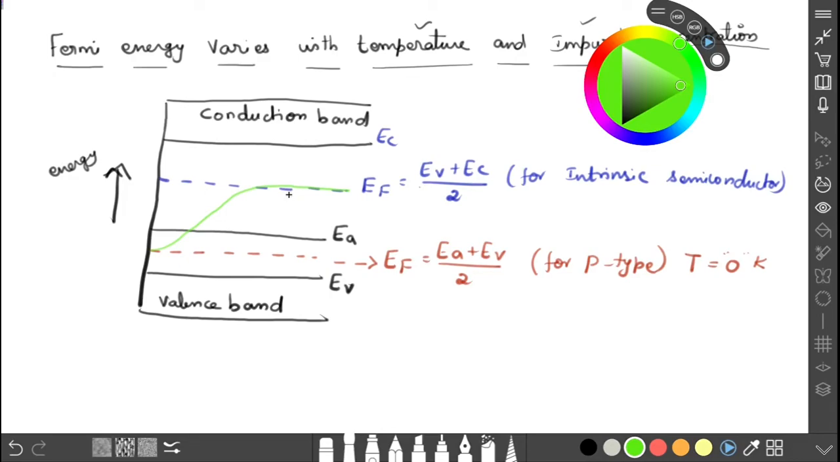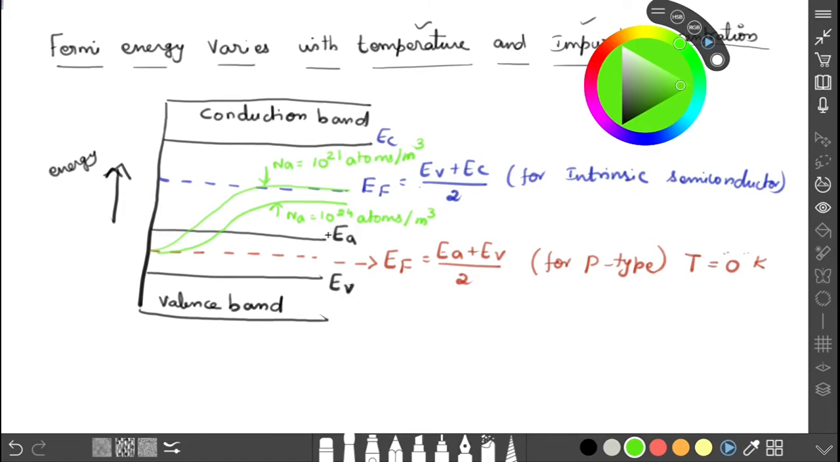Okay, so that is for acceptor concentration equal to 10 power 21 atoms per meter cube. Okay, same thing if you add more concentration of impurity, so that it will be like this. Okay, that is Na is equal to 10 power 24 atoms per meter cube. Okay, so three variations we have discussed. What are the three variations?